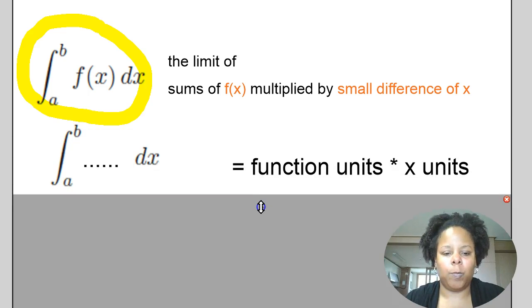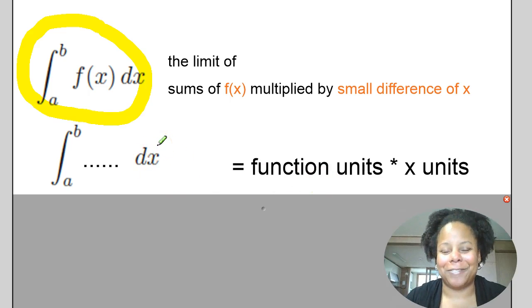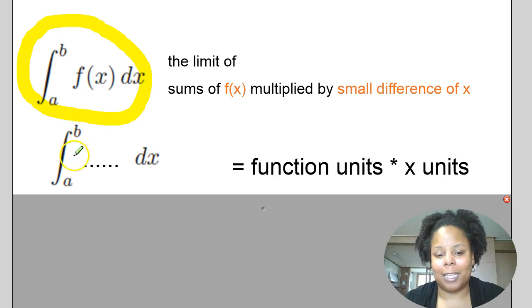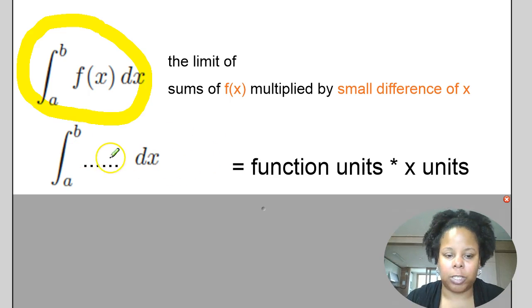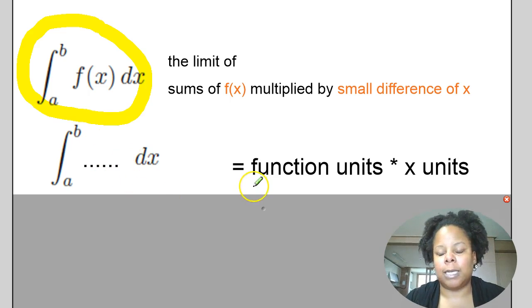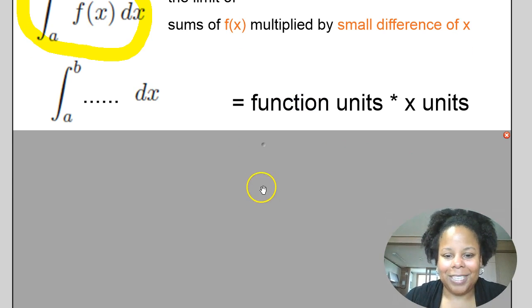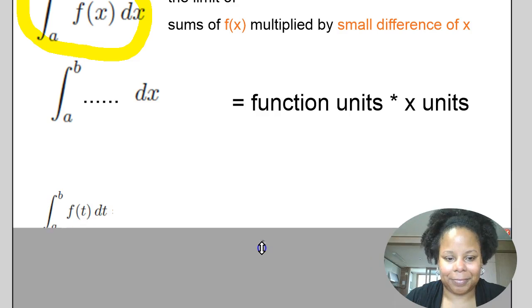But what this symbol represents is a multiplication of two things: the units of the function here and the units of the independent variable. So we're multiplying these two values together, and that's important to note because that is a good way of error checking to make sure you end up with an answer that makes sense. All right, so let's take a look.